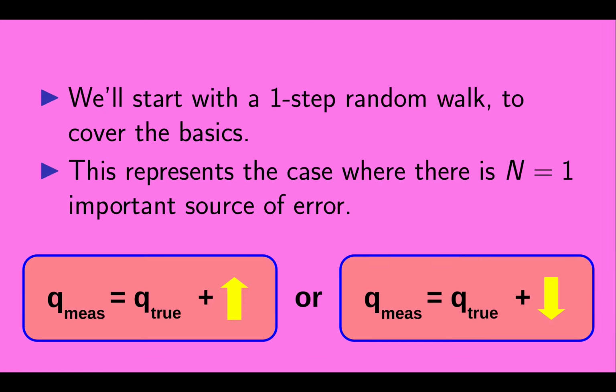Okay, let's start with the one-step random walk. We'll start with this case because it's simple and will let us cover the basics. This represents the case where there is n equals 1 important source of error, or in other words, all other sources of error are typically much smaller, so we can ignore them. So Q measured is equal to Q true plus the error, which is either positive or negative.